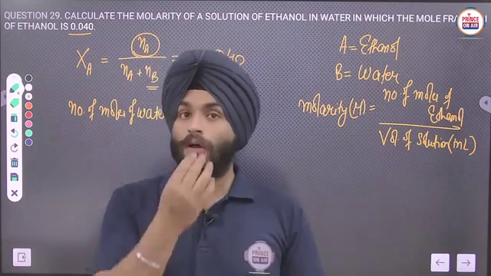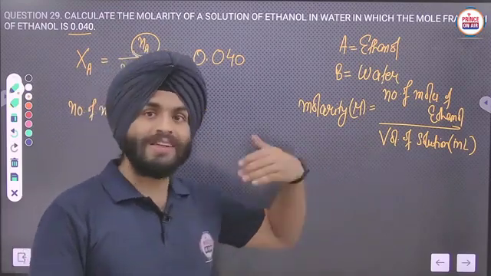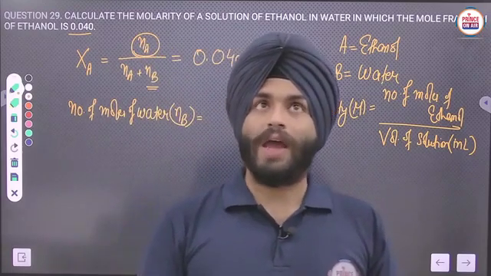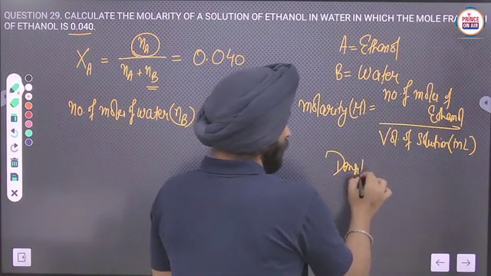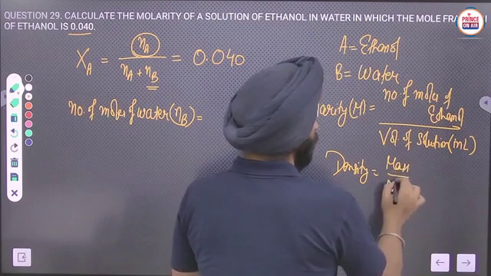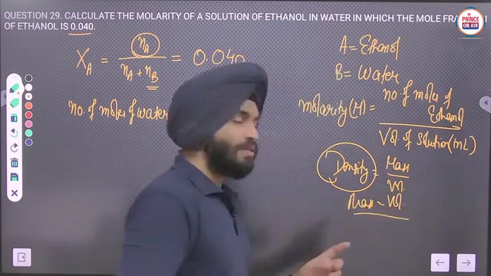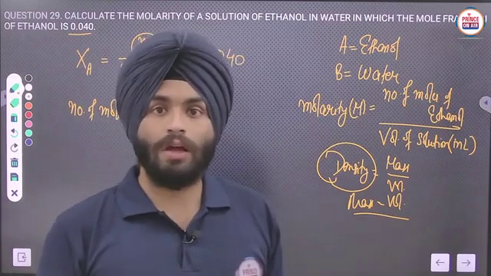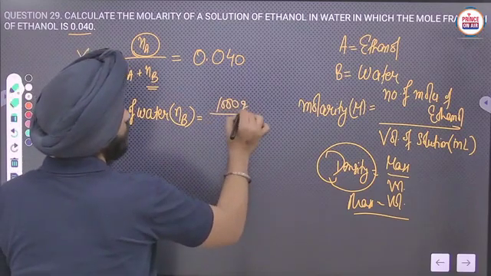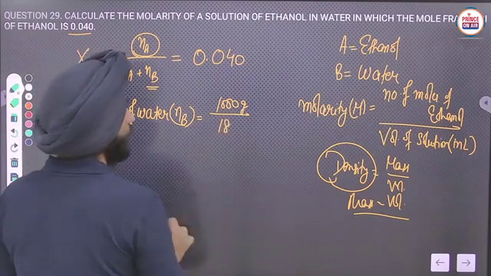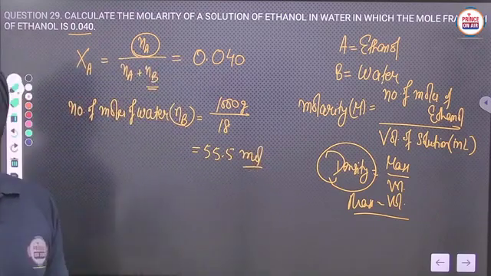Now the mass of water is not given to you, so actually we know that the volume of solution is approximately equal to the volume of water. And the density of water is supposed to be equal to 1. We know the density is equal to mass upon volume, so if it is equal to 1, then mass is equal to volume. Means the volume, we know that it is 1000 milliliter, so similarly the mass will come out to be 1000 gram. So it will be 1000 gram upon molar mass, which is 18, so it will come out to be 55.5 moles. Okay, it will come out to be 55.5 moles.